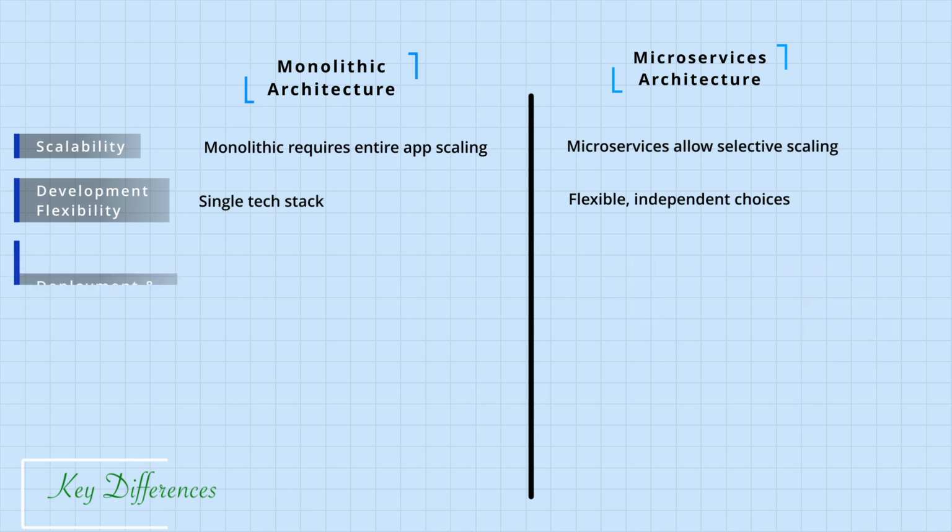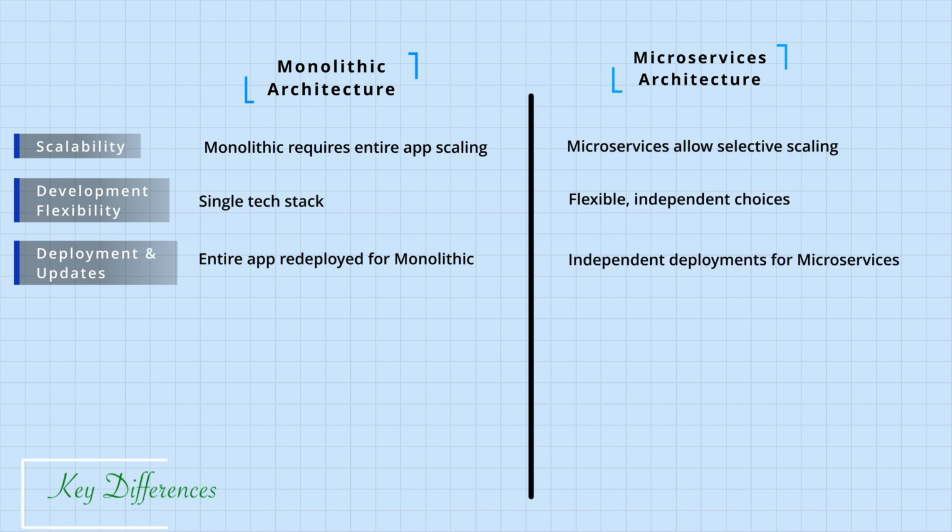Deployment and updates. With monolithic applications, making updates can be a hassle. If you update one part of the app, like the payment processor, you might have to redeploy the whole system, which increases the chance of bugs or downtime. In a microservices setup, each service can be updated on its own without touching the rest. So Netflix, for instance, can update its recommendation engine without affecting video streaming.